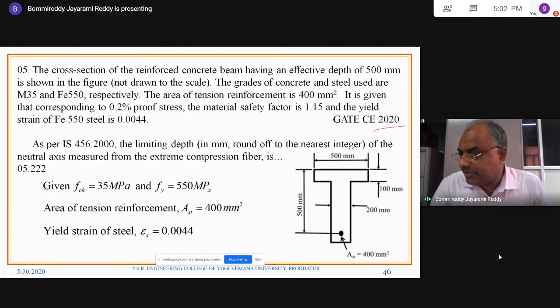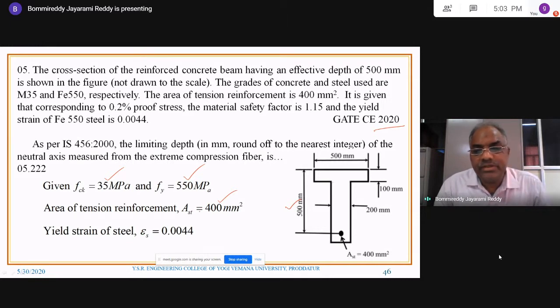The cross section of a reinforced concrete beam having an effective depth of 500 mm. You can also look simultaneously at the figure. Effective depth of 500 mm is shown in the figure, not drawn to scale. The grades of concrete and steel are M35 and Fe 550. The area of tension reinforcement is 400 square millimeter.